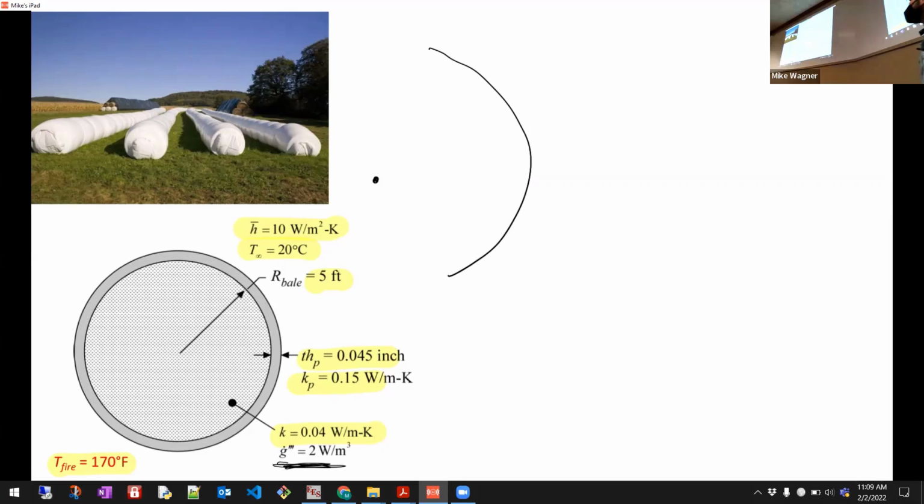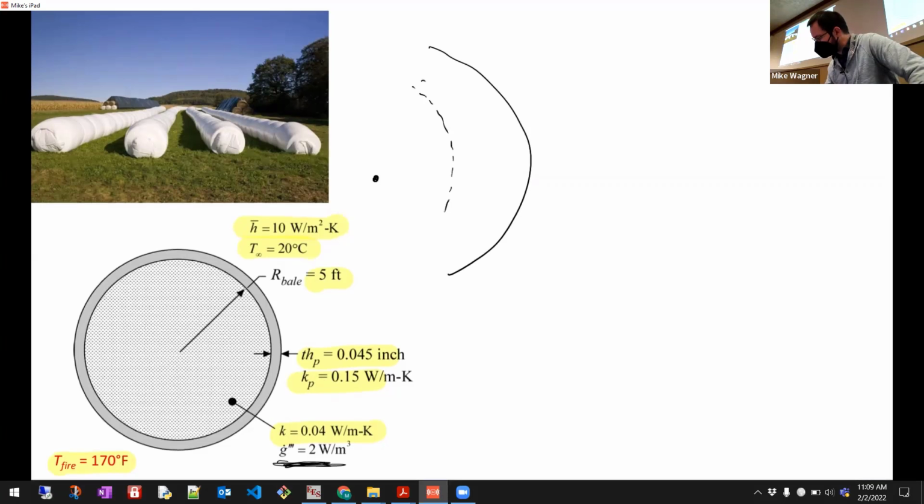What does a differential control volume look like in cylindrical coordinates? Well, it's a thin shell. Sorry, it's not very good, but this is my differential control volume, and it spans the entire distance all the way around. There is no temperature gradient in the circumferential direction. As a function of theta, there's only a temperature gradient as a function of r, the radius. So the differential element I'm drawing has differential width dr, and it spans the entire length around.